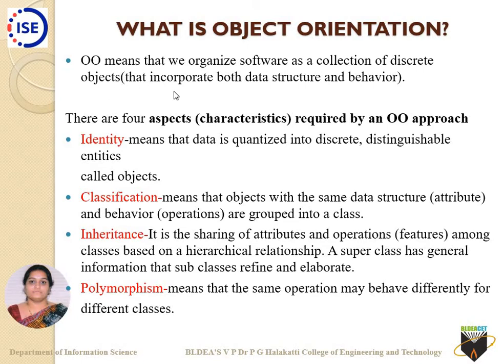Those discrete objects incorporate both data structure and behavior. Data structure is nothing but the data type. If I take student name, what is the data structure for that? Its data type has to be alphabetical, that is a string type variable. Then behavior with respect to that student name is where all I'll be using it. I can read it, I can display it. So I'll be using it in multiple ways. This is with respect to object orientation.